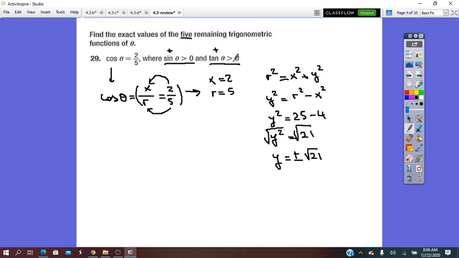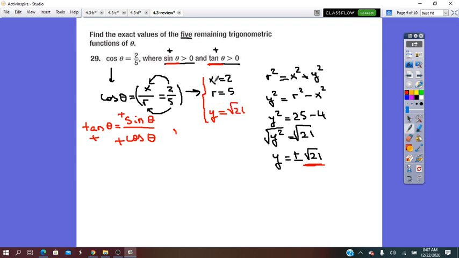It is given that tan theta is positive. And we know that tan theta is the ratio of sine theta to cosine theta. Sine is given positive, such that the tan to be positive, it means the cosine is positive too. So we will work with the positive square root of 21, because tan theta is greater than 0 and cosine is also positive. From here we can say that y is the positive square root of 21.